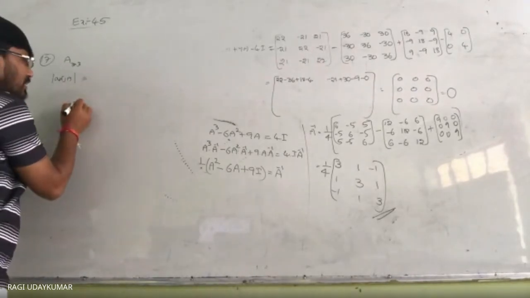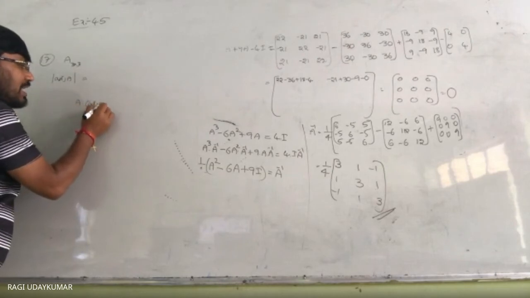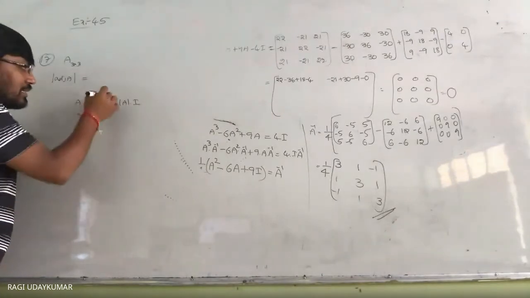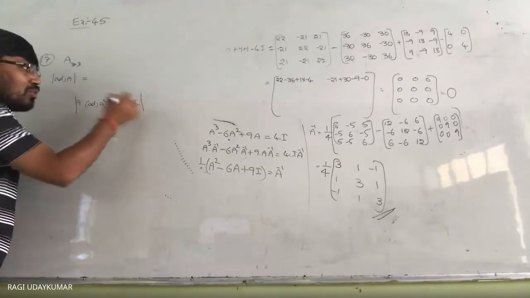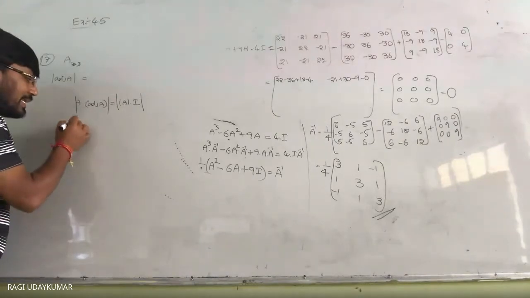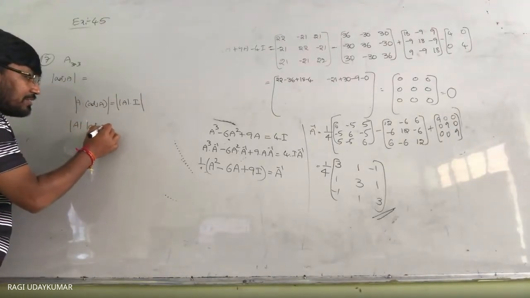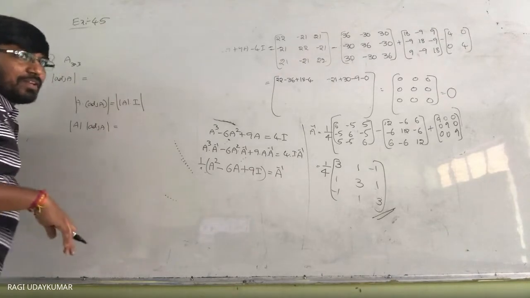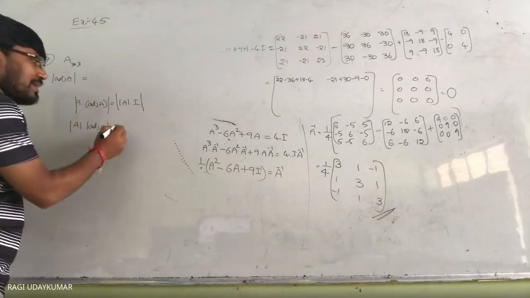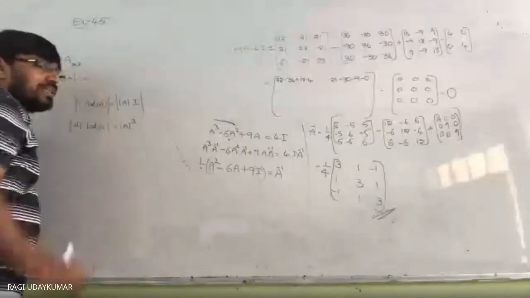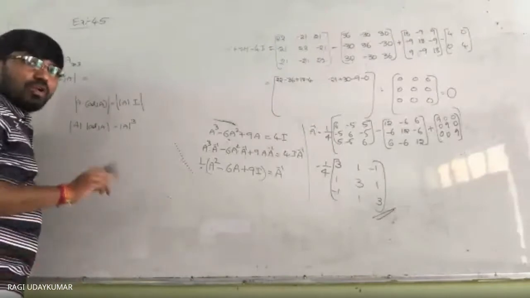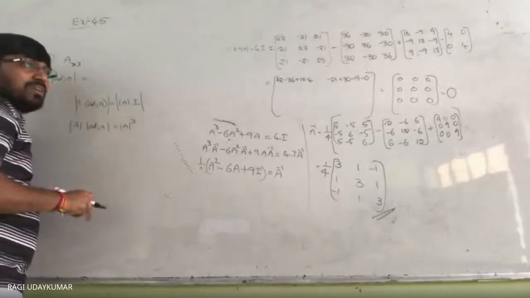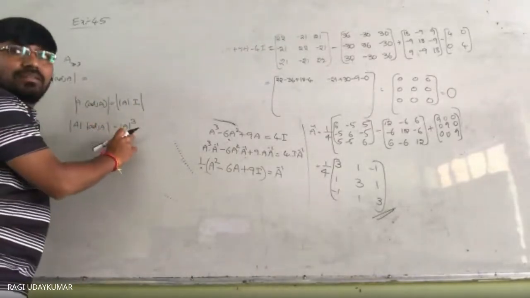Determinant of A. See here, A into adjoint of A is equal to determinant of A into I. Take the determinant on both sides; I have given you this proof. So determinant of A into determinant of adjoint of A is equal to, when you multiply the identity matrix and find the determinant, as it is a 3 by 3 matrix, determinant of A whole cube.